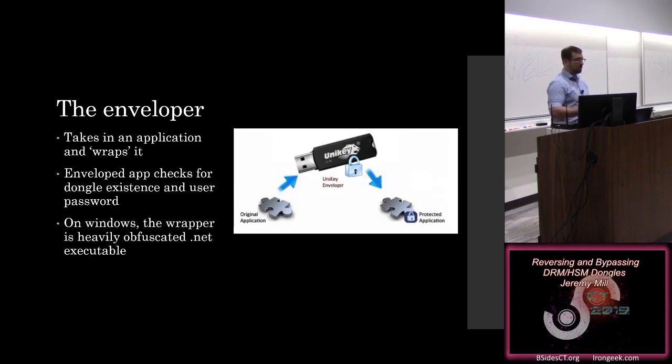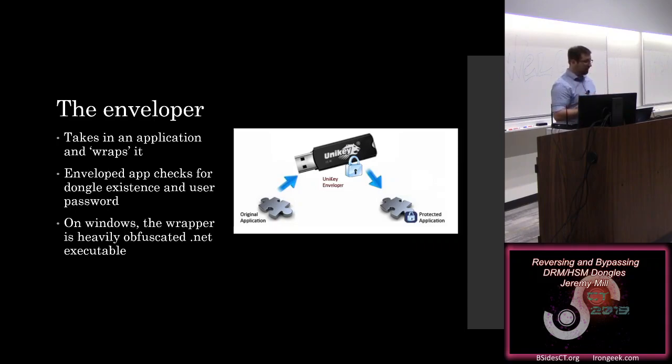So the first is the developer, right? It takes the application in, and it wraps it. The enveloped app basically works by checking for the dongle's existence, making sure that that user key that exists can log into the dongle, right? Making sure that there's a match there. And then it's constantly in the background. It spawns a thread, which is just on some random time interval, checking for the existence of that dongle and that the login still works.